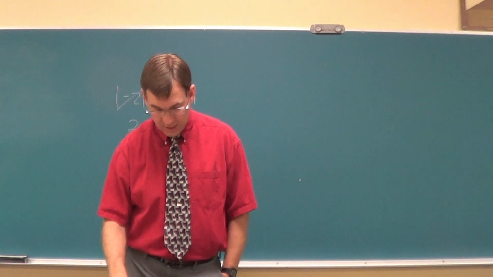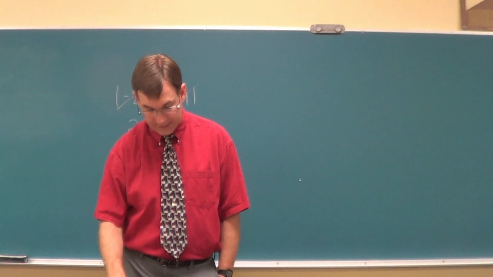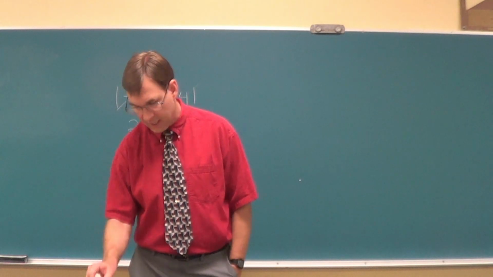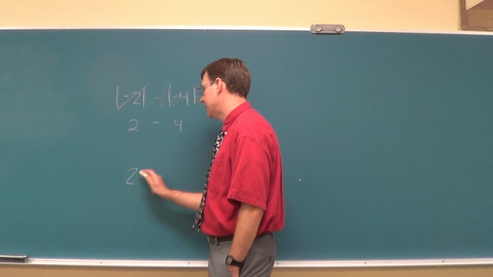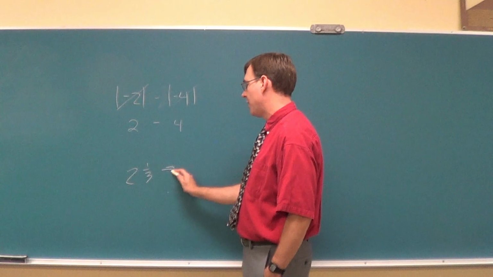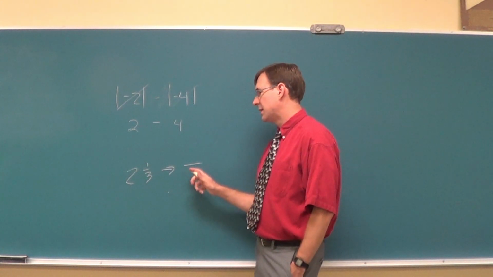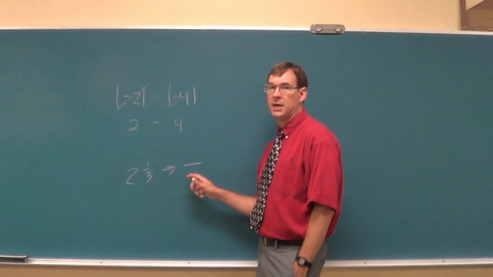Fractions, 9 to 13, you can get involved with some canceling and stuff. Okay, but the first thing you have to do on 9 to 13 is make some improper fractions. So if I have like 2 1/3, can somebody tell me what 2 1/3 would become?